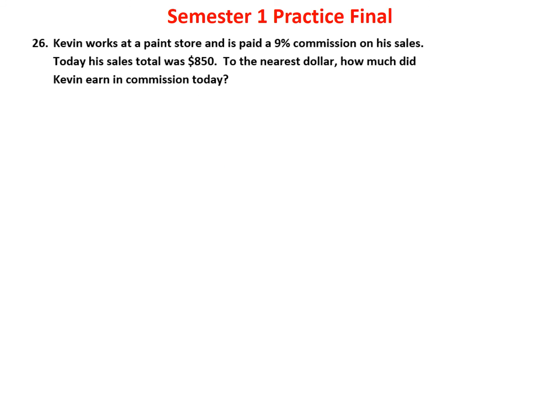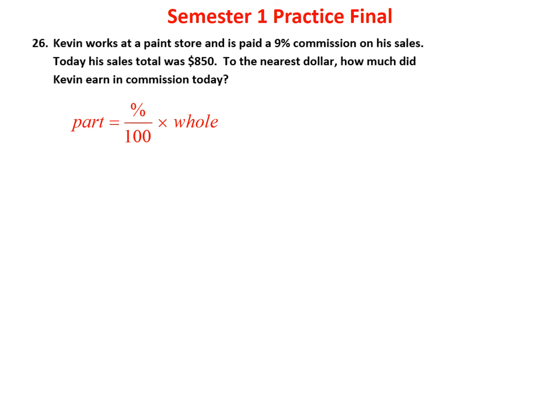Problem 26 says that Kevin works at a paint store and is paid a 9% commission on his sales. In other words, instead of getting paid by the hour, he gets paid a percentage of everything he sells to other customers. This is to induce him to work real hard. Today his sales total was $850, so he gets 9% of $850. So how much did he earn? We're looking for 9% of $850.